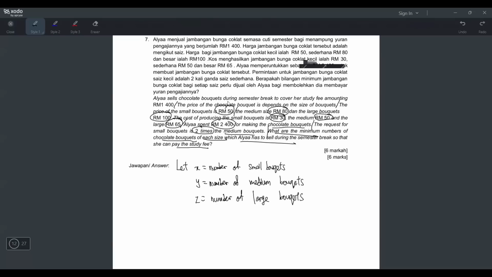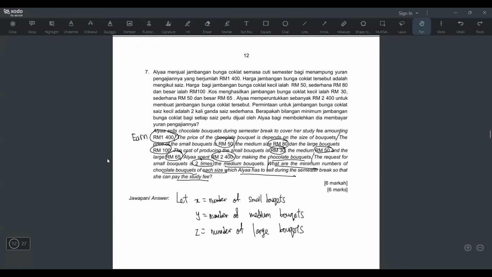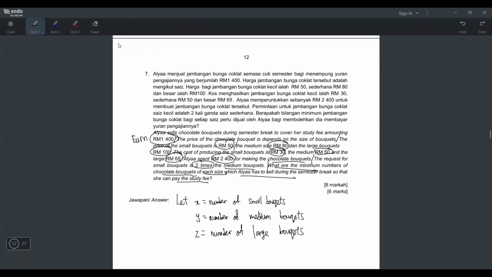Okay, Alia sells chocolate bouquet during semester to cover study fee amounting to 1,400. So this is the amount she needs to earn to cover her study fee, right? So I'll just write here, she needs to earn this amount, right? And then the price of each chocolate bouquet depends on the size, right? Okay, I think I'll write like this. So we have a small size, we have medium size, we have large size, right? And we already know x, y, z represents the number, right? So I'll just write number here, the number of bouquet.